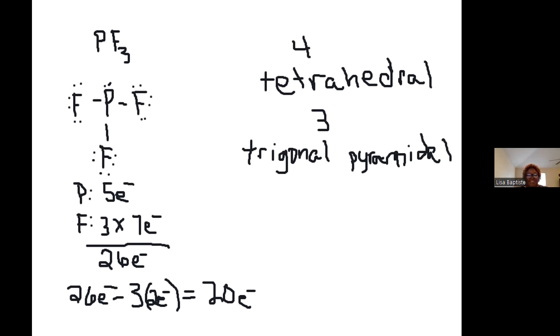All right, so for the resonance now, for resonance, if we look at this, because the fluorine have obeyed the octet rule, we don't want to move around the electrons to change that. And so for resonance, this would be none.